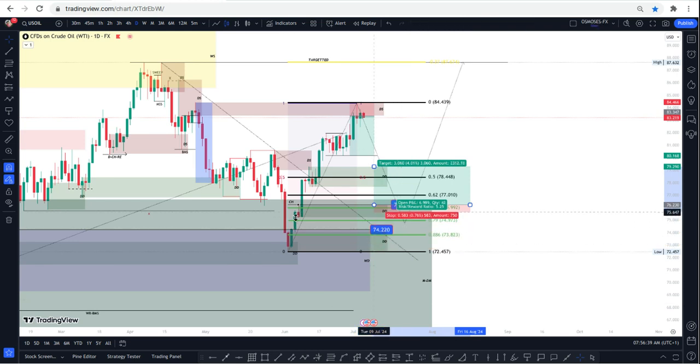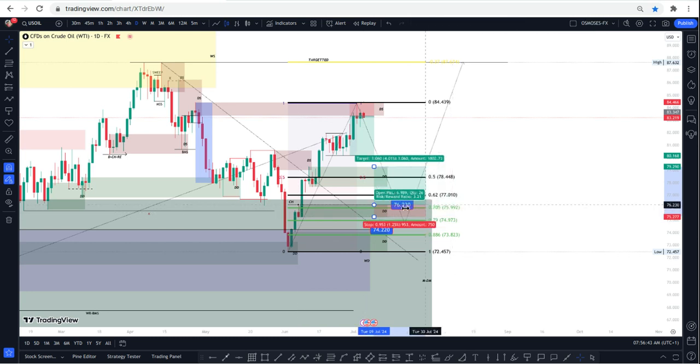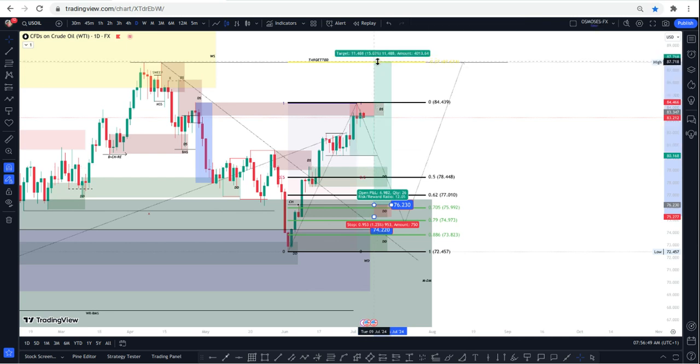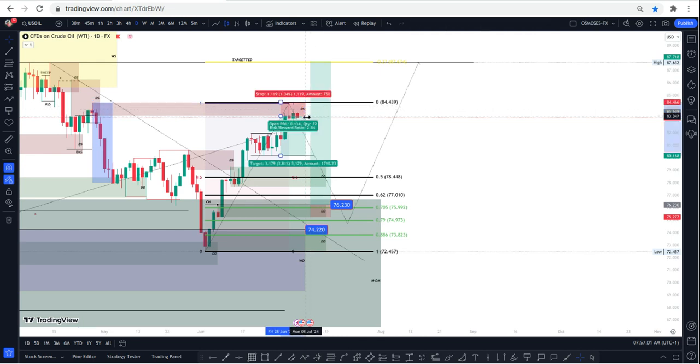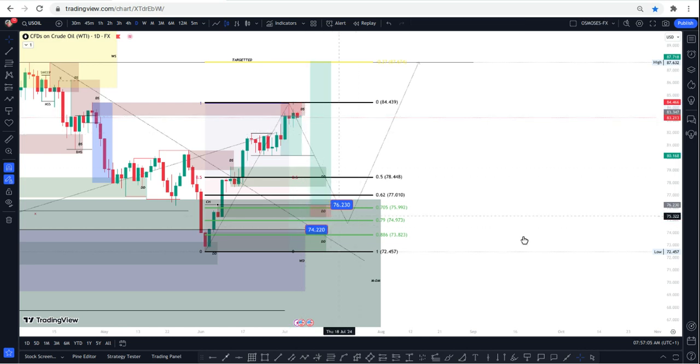Then my stop loss should be underneath like this. My target should be this high here. That's my target. So it's a good entry zone, and it's a good entry.